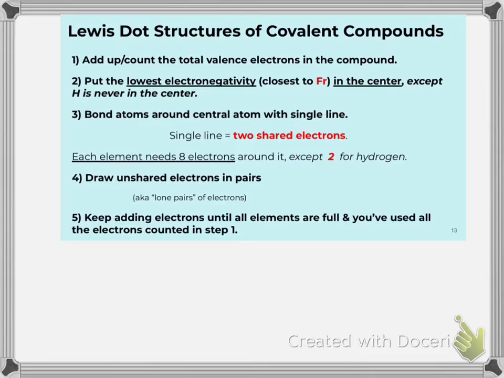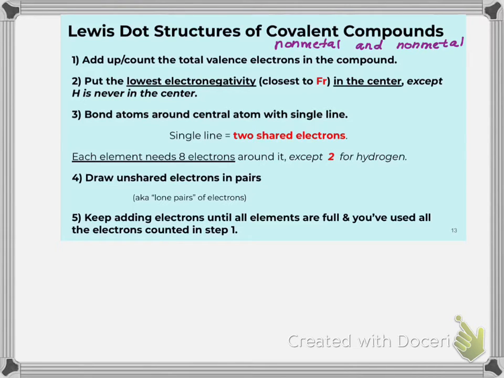So let's get started. Today we're going to be practicing how to draw Lewis dot structures of covalent compounds. Recall that a covalent compound is between a nonmetal and another nonmetal, okay? The reason this is different from ionic formulas is that in an ionic formula, the metal transfers electrons to the nonmetal, but with covalent compounds, those are both nonmetals and they're going to share their electrons. So how do you draw these compounds?